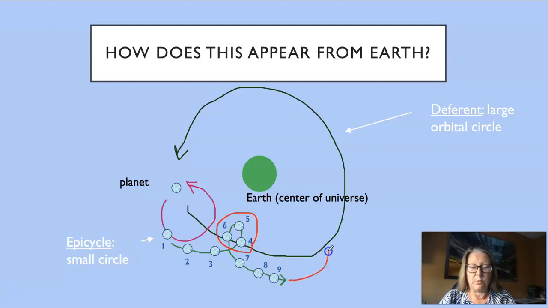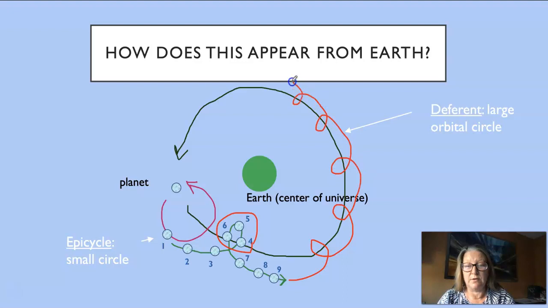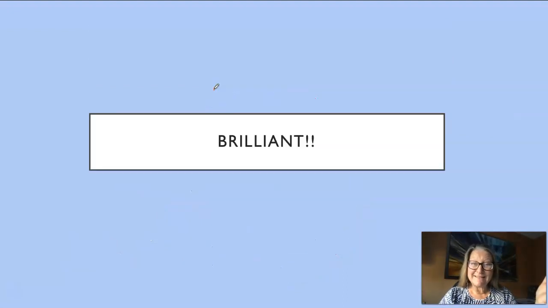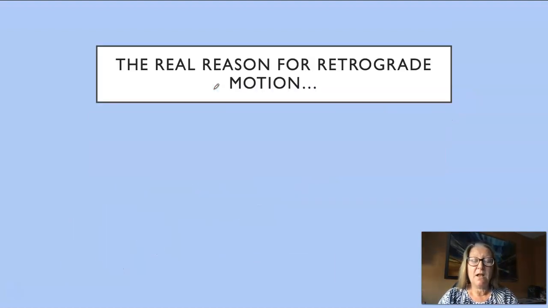And so this path would continue as the planet continued its motion around Earth. And of course, the idea was that each of the planets did this, and it explained retrograde motion. Brilliant! However, wrong. Completely wrong. The real reason for retrograde motion is that it is an illusion.